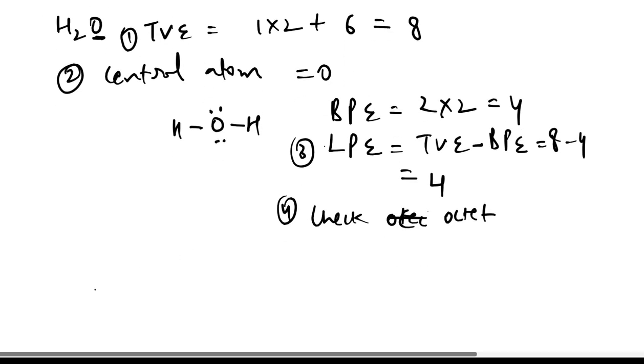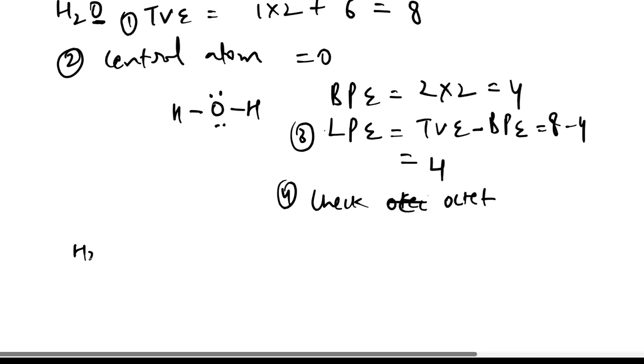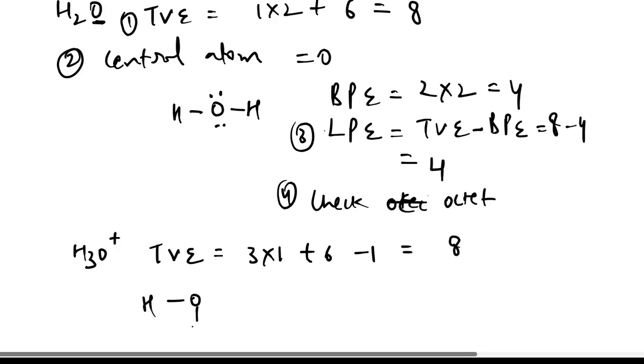Similarly, the last example, let's say we are talking about hydronium ion. In that case, the total valence electrons would be 3 into 1 plus 6, and since a plus charge is there, minus 1. So that would be 8. Then the second step is to draw the structure. Choose a central atom. Central atom is oxygen. Attach the rest of the hydrogens to this. So bond pair electrons would be 2 into 3. 3 single bonds are there, multiplied by 2, that is 6.